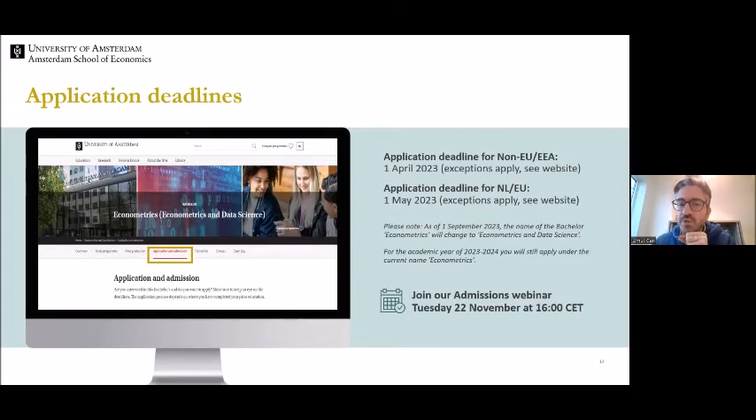And there's also a note on this slide. The program Econometrics and Data Science is currently still called just Econometrics. So I think when you officially register for the program, it will appear as Econometrics, but from the 1st of September 2023 onwards, it will officially be renamed to Econometrics and Data Science.